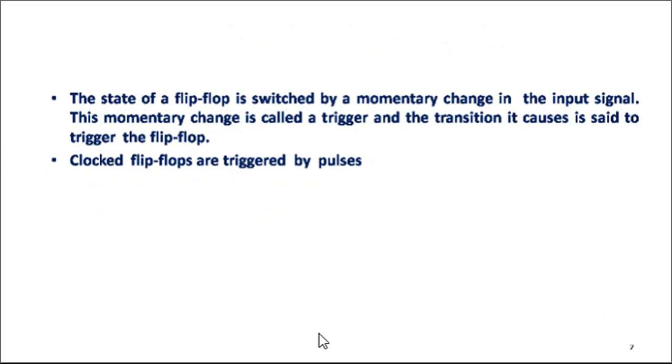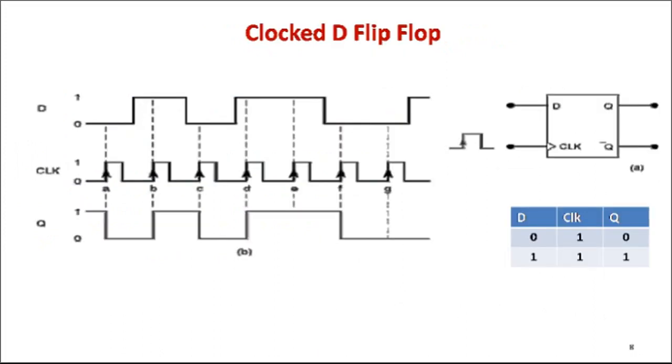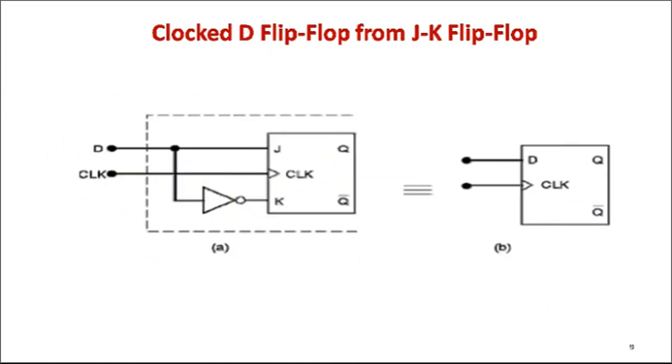Next, these are the diagrams they are showing for D and T. Conversion will be covered later; first we'll learn the excitation table, then the conversion table in the next lecture.